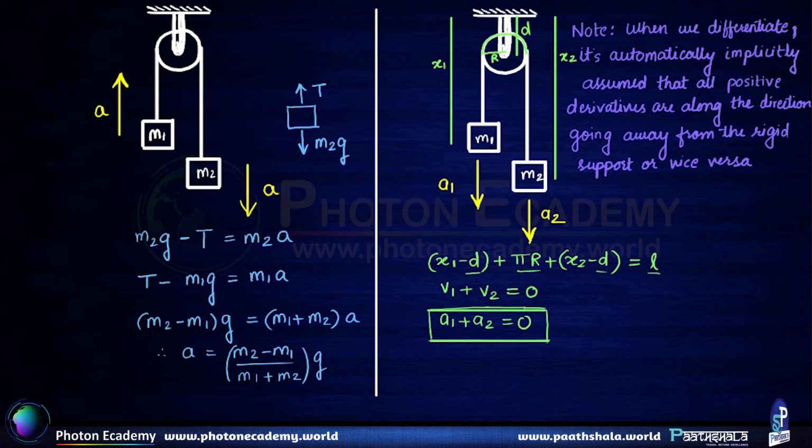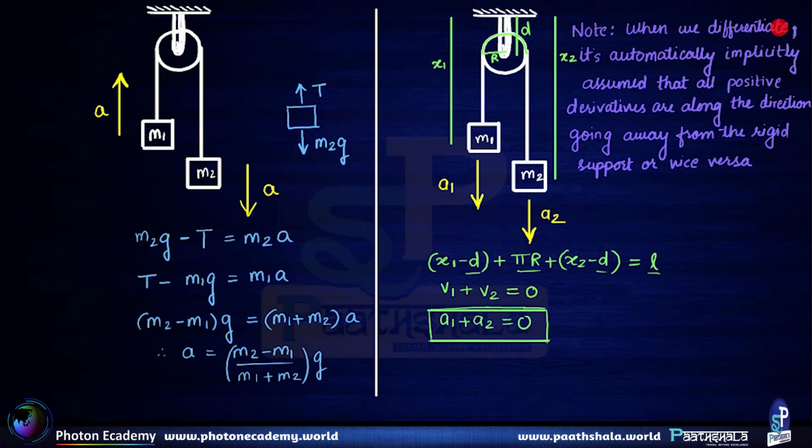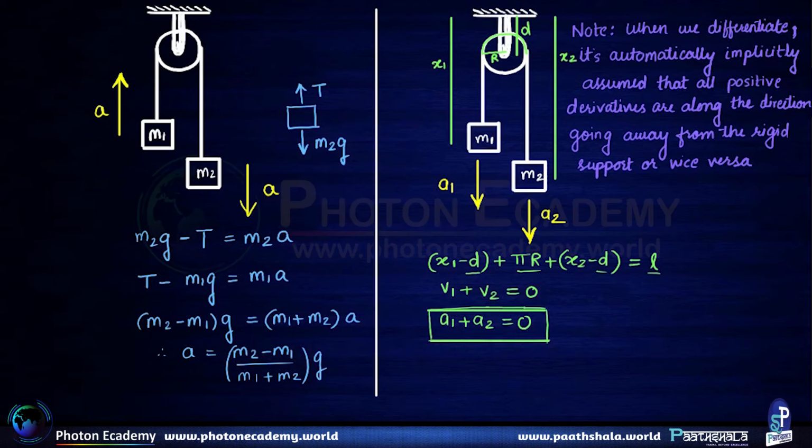So this is one equation. Now comes the very important point that I have mentioned in a note over here. Whenever we differentiate, it automatically gets assumed that all the positive derivatives are along the direction that is going away from the rigid support. That means all the positive derivatives are going to be towards the downward direction, or else all the positive derivatives in the question are going to be in the upward direction. All of them would be in the upward direction. So this gets implicitly assumed whenever we differentiate.